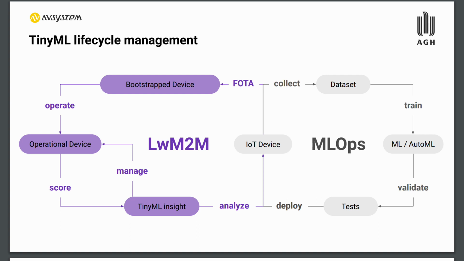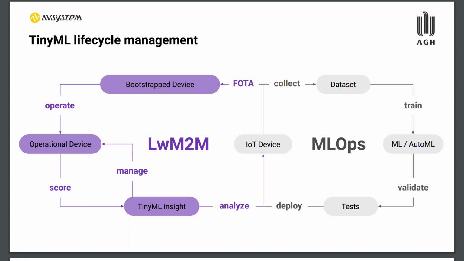So, what are we proposing? The right part is MLOps, the famous figure from the paper by Harvard and Google about making tinyML widely accessible. And we have added this left part about lightweight machine-to-machine, which is the communication protocol for managing lifecycle management of IoT devices. The right part is about collecting data, training, doing AutoML, testing, and deploying, but more in this kind of controlled environment. And what we are advocating is going into these deployed devices.